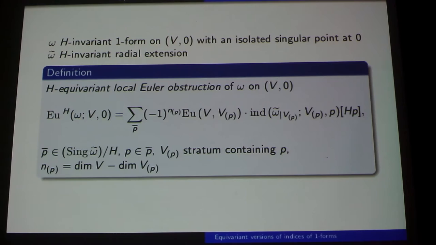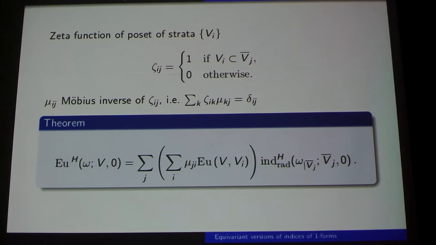So now the question is, how are these indices related? So how is the local Euler obstruction of omega related to the gradient index, the H-equivariant gradient index? And there we can prove the following theorem. So we first consider the zeta function of the poset, the partially ordered set. The Vi, the strata of the Whitney stratification, form a partially ordered set. And in combinatorics, you can consider what is called the zeta function of this poset. This is defined as follows. So zeta ij is defined to be 1 if Vi is contained in the closure of Vj and 0 otherwise.